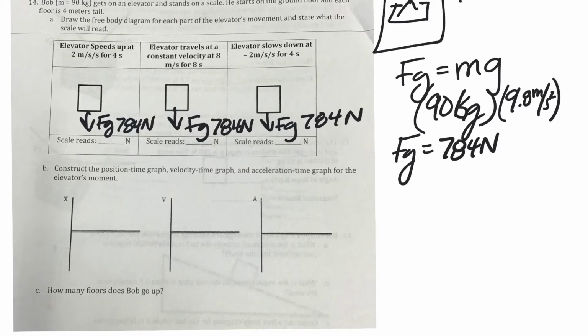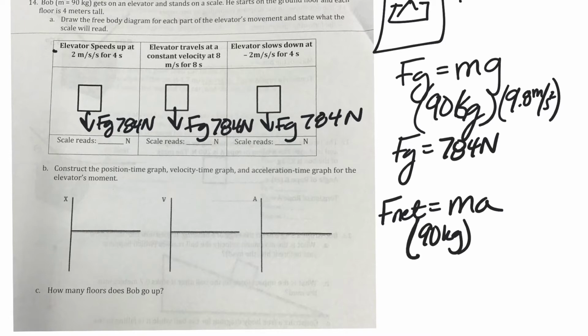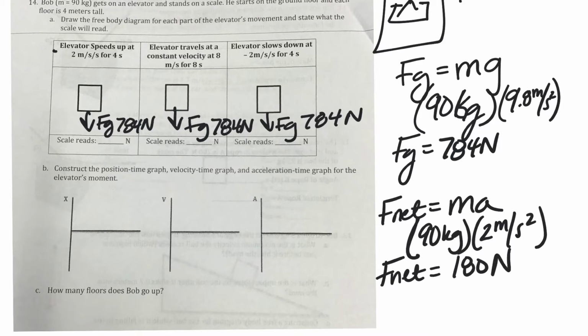Now we want to look at what the elevator is doing, because if it's accelerating, our net force will not be zero. If it's constant or at rest, our net force will be zero. For this first one, we have an elevator speeding up at 2 meters per second squared for 4 seconds. We need to find our net force here. To do that, it's just F equals ma. So our net force equals Bob's mass of 90 kilograms times our acceleration of 2 meters per second squared. We multiply that, and we get a net force of 180 newtons in the positive direction. So that means it's 180 newtons up for our net force.